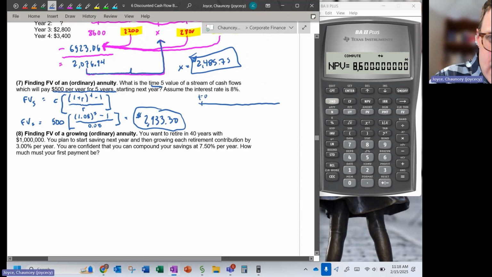The other way to do this problem is to say on a timeline, this is time 0, that's today. From time 1, 2, all the way up through 5, you're receiving $500 per year. Now, if it doesn't specify when the cash flows start, always assume they start at the end of the period. Those are ordinary annuities. And notice this one doesn't say it, just says what is the time 5 value of a stream of cash flows, which will pay $500 per year for 5 years. That's by far the most common.